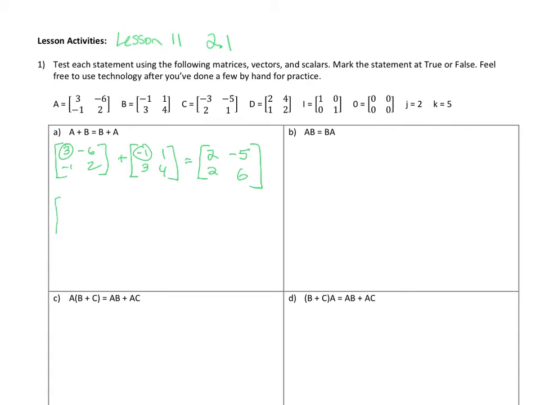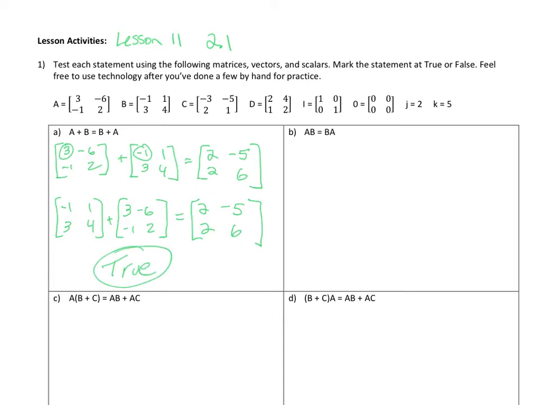Now we're going to do B plus A. There's B plus A. So what we're doing here is we're testing whether addition of matrices is commutative. Can you change the order? So -1 and 3 is 2, 1 and -6 is -5, 3 and -1 is 2, 4 and 2 is 6. You get the same answer. This is true. And it turns out to be generally true. Whenever you add two matrices, it is commutative. A plus B equals B plus A.